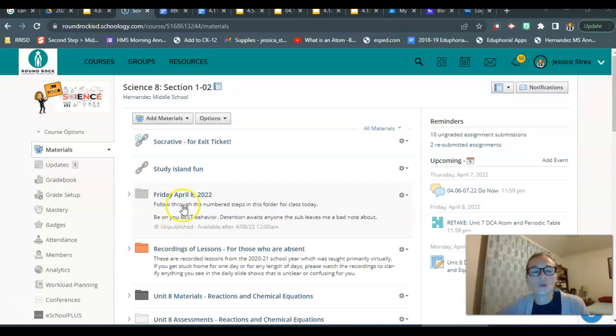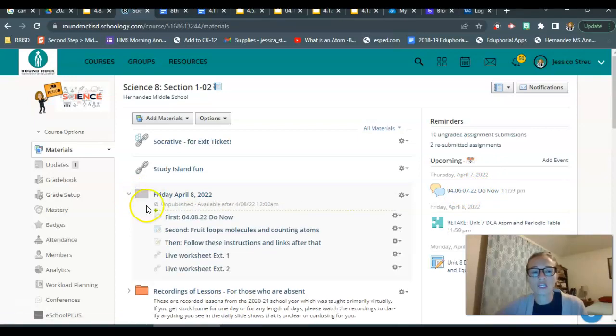So here's what you're going to do. When you come into class on Friday, there will be a black folder in Schoology that is published at that point that says Friday, April 8th. You're going to just follow through the numbered steps in that folder. There will be a do now that will be in the place it always is over here for April 8th. So the first thing in the folder is the do now. Do that first. The next thing will be a link to this recording. Your teacher will either play it on the IFP, you can all see it, or you can watch it on your own in this folder.